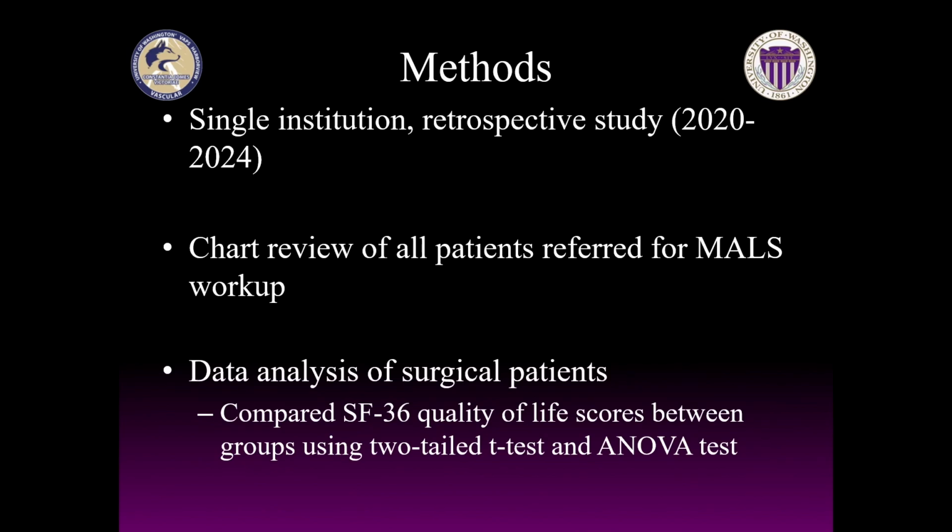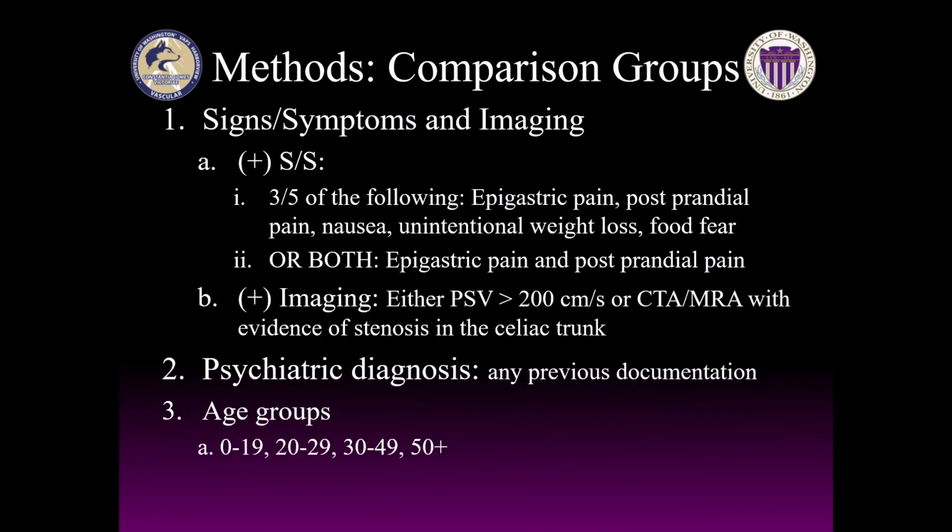Data was sourced through prospectively collected pre and postoperative SF36 quality of life questionnaires and retrospective chart review. All cases were completed by a single surgeon who performed open median arcuate ligament release with celiac ganglionectomy. We established 3 separate comparisons for this study.